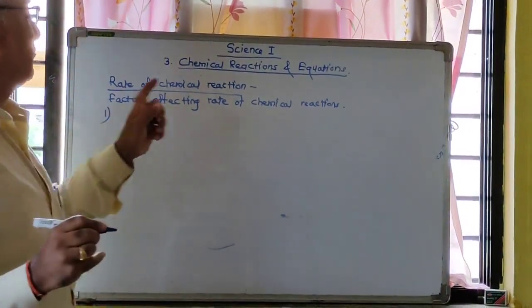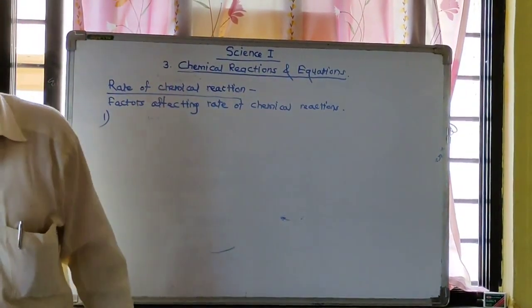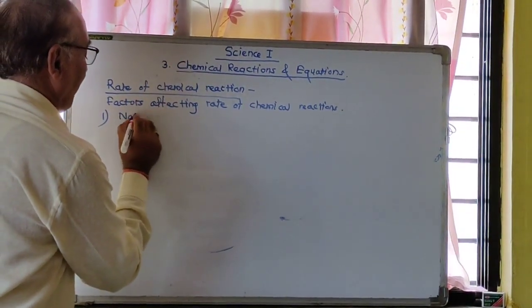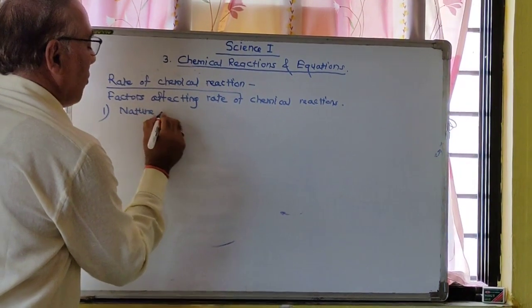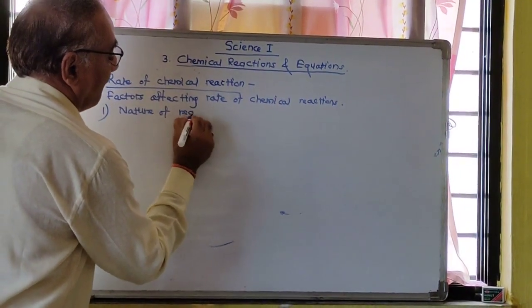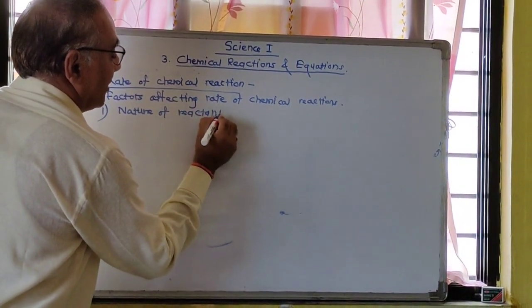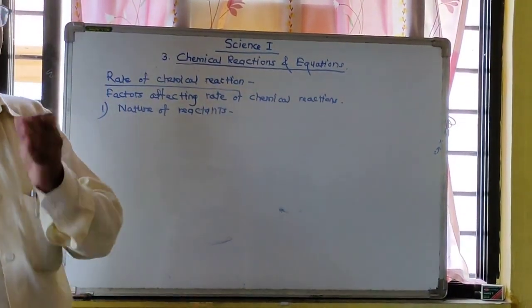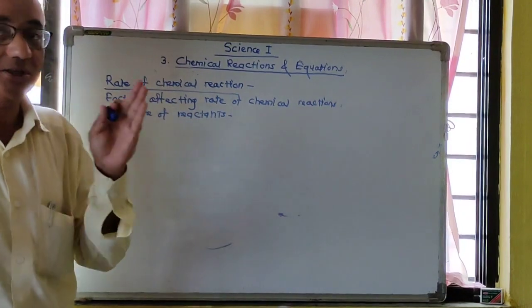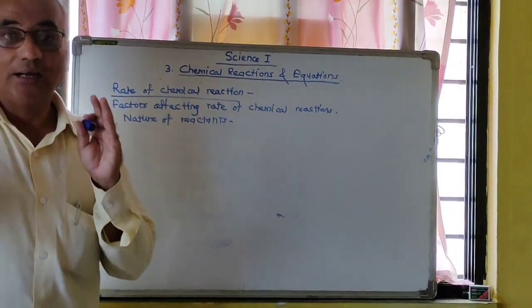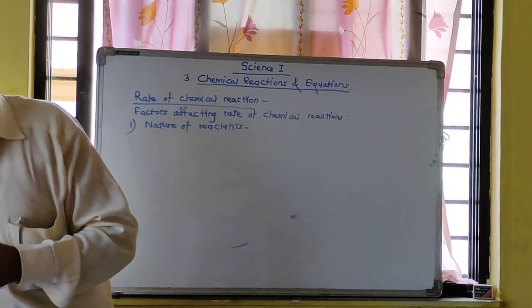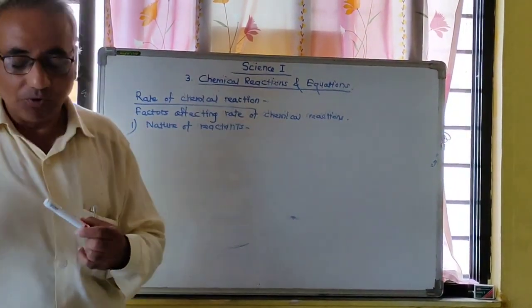Now let us see which factors affect the rate of chemical reaction. The first one is the nature of reactant. Now let us try to understand in Marathi what is meant by nature of reactant. जो पदार्थ अभिक्रियेमध्ये भाग घेणार आहे त्याचं स्वरूप कसं आहे. Right? Now let us see a very simple example in our daily routine life.